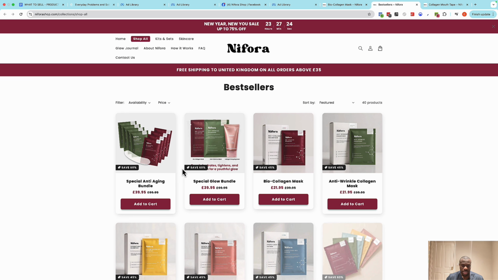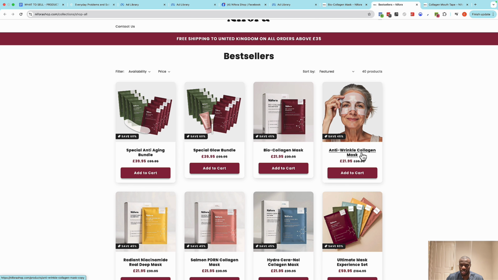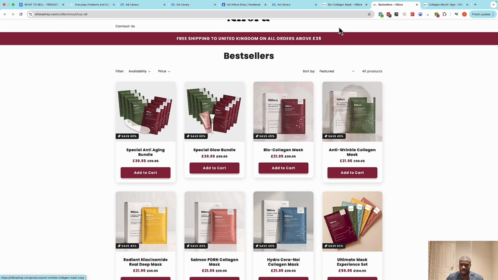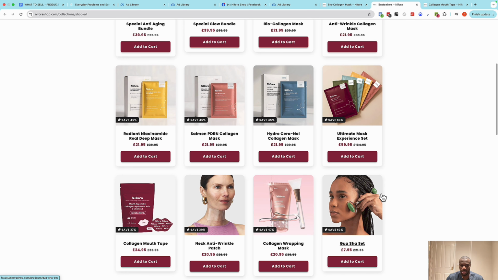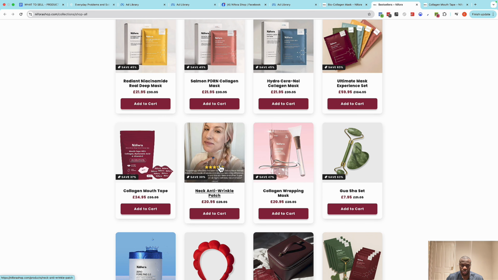So they have different other products, collagen biomask, anti-wrinkle collagen mask. So they can actually bundle this up together to increase their average order value, which will be very beneficial to them. Also throw in maybe a free item like the neck patch. Obviously, I'm sure they're getting these products for cheap.